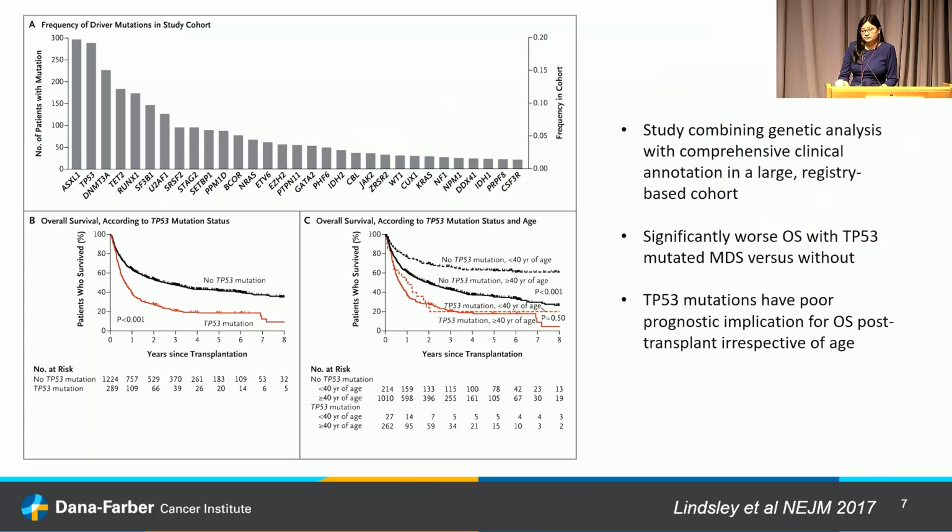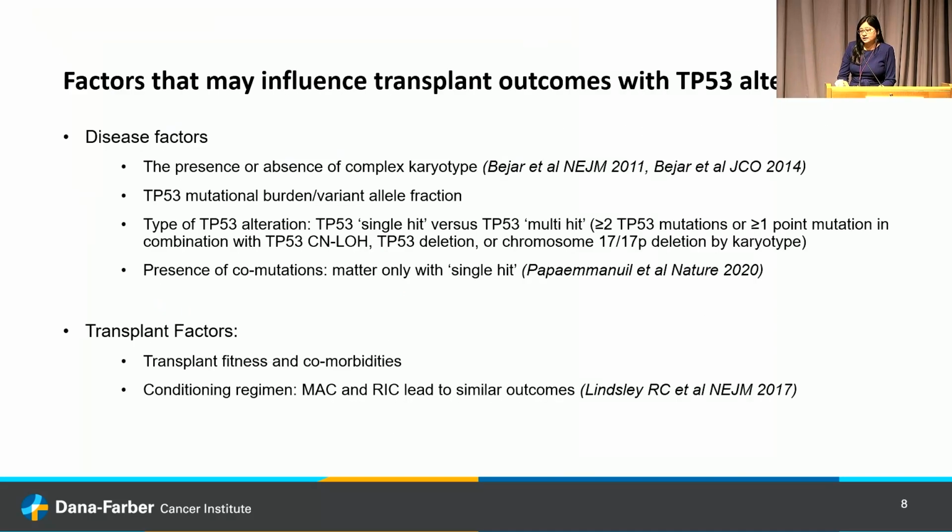This data was nicely replicated by Coleman Lindsley, again with Dr. Ebert, in a very large data set, almost 1,500 plus patients from the CIBMTR registry. So there were transplant and other clinical variables, but it showed the same thing, that there was significantly worse overall survival with P53 mutated MDS, and this effect was irrespective of age.